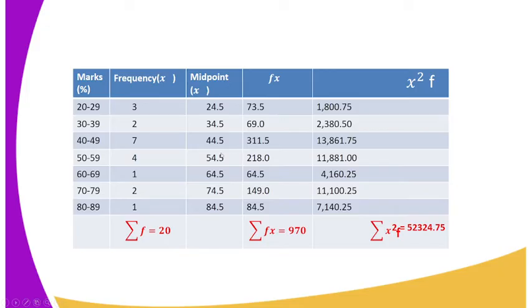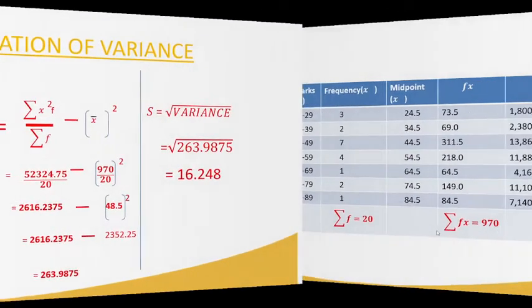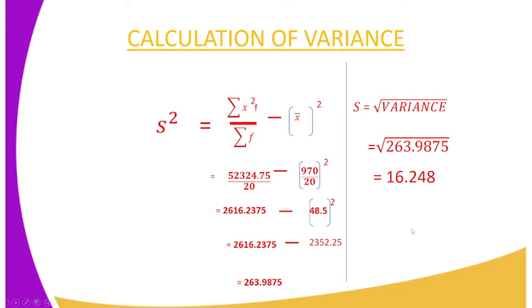Then after that, you get the summation of frequency, in this case 20, and also the summation of fx, in this case 970, and also the summation of x squared f, in this case 53,324.75. Then you apply the formula for variance to calculate the variance.